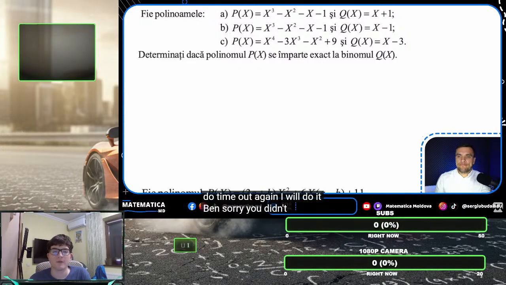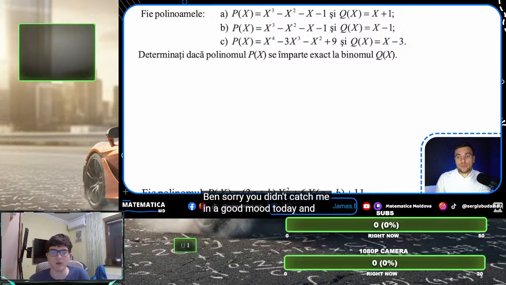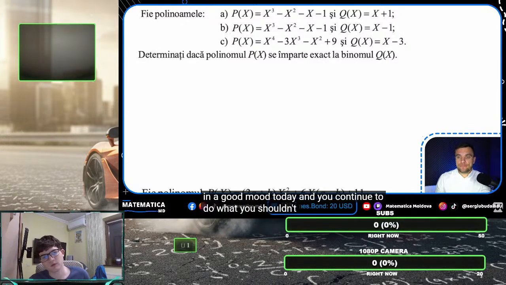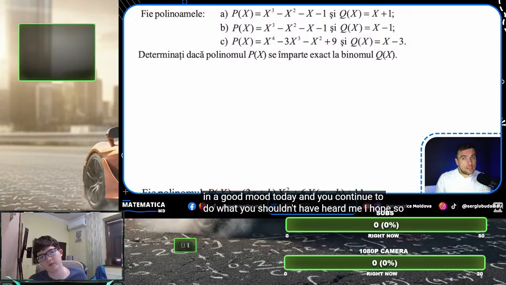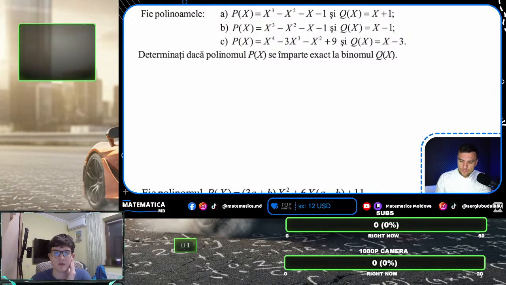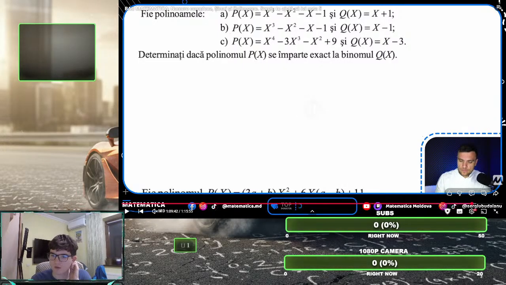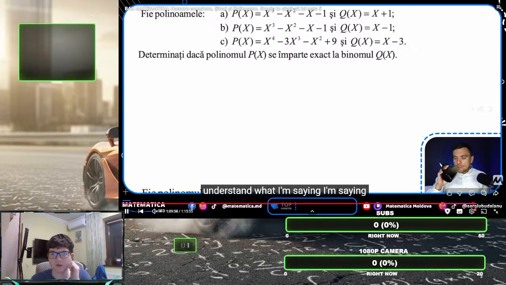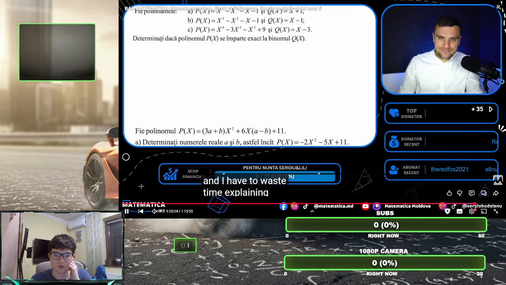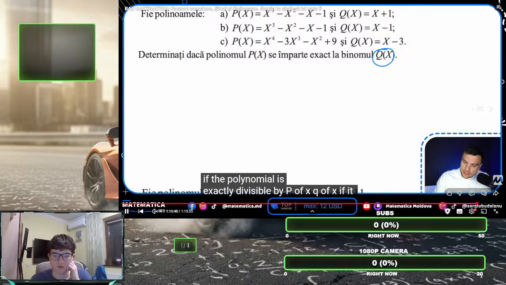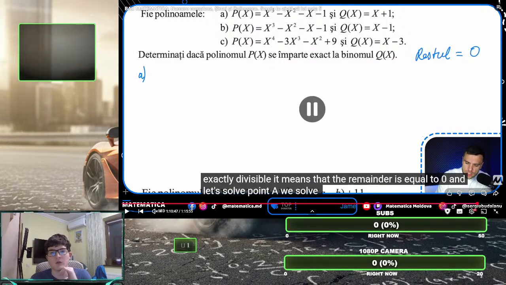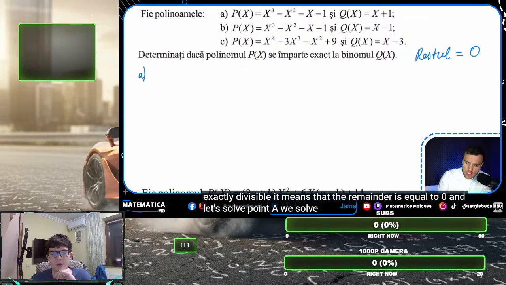Okay, so we got p(x), q(x). Find out if p(x) can be divided exactly by q(x). Will he actually do this stuff? Like, he's not gonna cut out anything? Okay. So to divide exactly, this means that the remainder is equal to 0. I just read that from the subtitles because somehow the automatic subtitles were pretty good here.